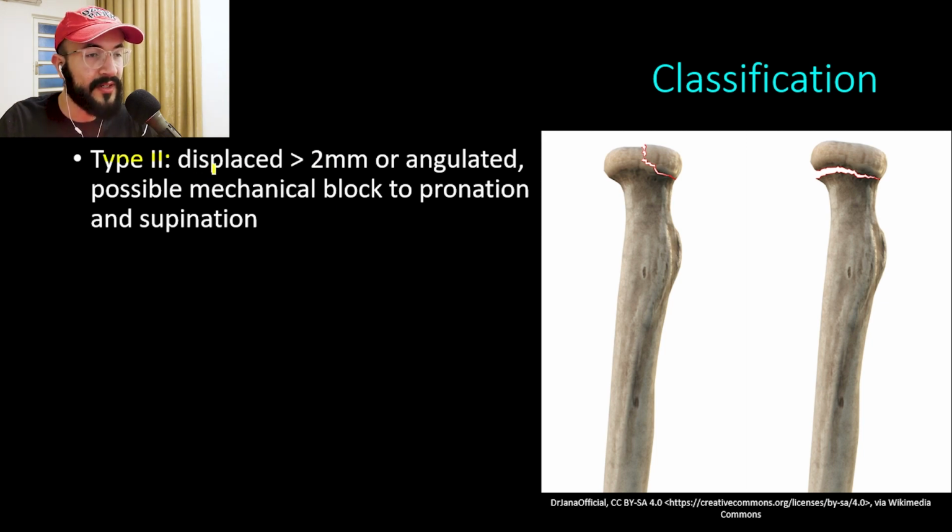Type 2 comes next. In type 2, the fracture is displaced for more than 2 millimeters or angulated, and there is possible mechanical block to pronation and supination. As you can see on the left picture here, we have a displaced radial head fracture, and on the right picture, we have a displaced radial neck fracture.